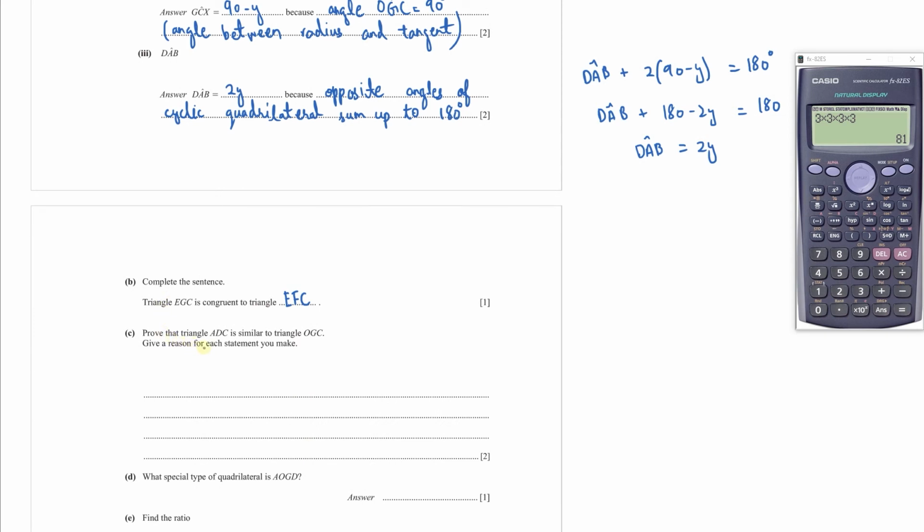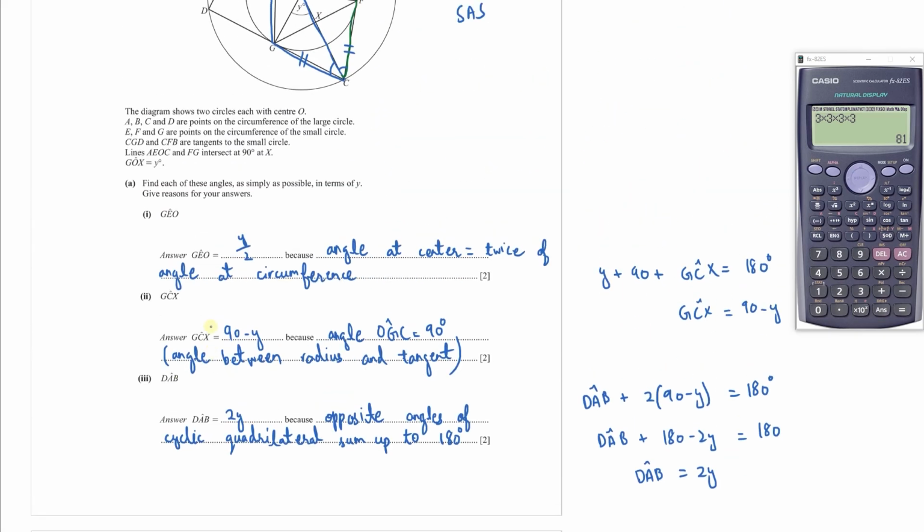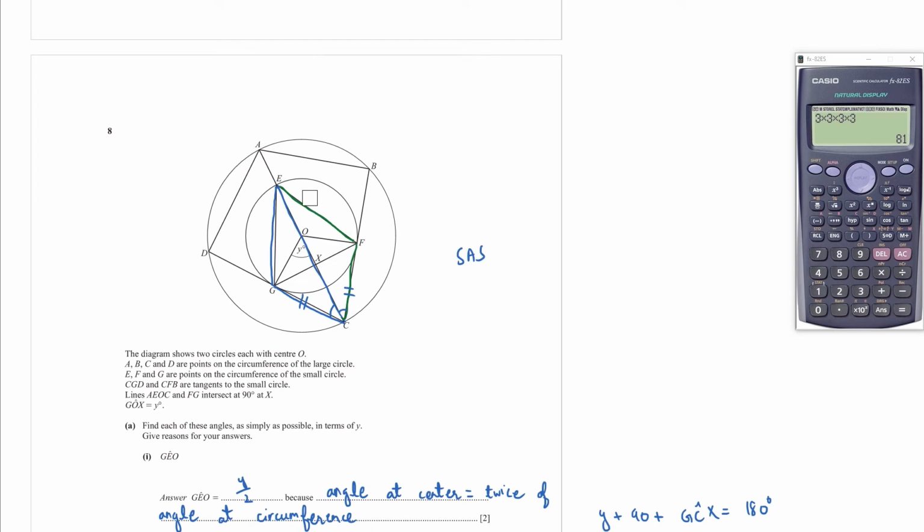The next part is prove that triangle ADC is similar to triangle OGC. ADC and OGC. So ADC is this triangle, and then OGC is the inner one, which is this one here. So this is OGC. So now you have to prove that these two triangles are similar.